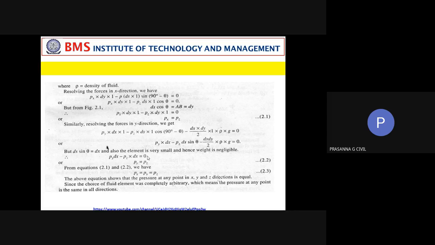To prove it, we need to use that small triangular element and show that pressure intensity Px, Py and Pz are the same. In the above equation, it shows that the pressure at any point in the x, y or z direction is equal. Hence, the choice of a fluid element was completely arbitrary, which means that pressure at any point is the same in all directions. So this is Pascal's law.